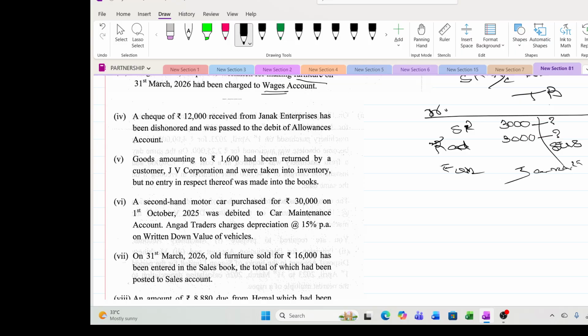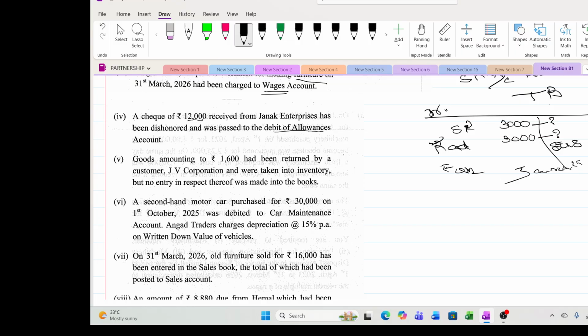Janak Enterprises to be debited to bank account. This would have been done correctly. But they didn't debit the Janak Enterprises. Bank account, you will never get a mistake because all of you must be knowing that every day the cash and bank balances are reconciled. Okay, so 12,000 received from Janak Enterprises has been dishonored, passed to the debit of allowances account.